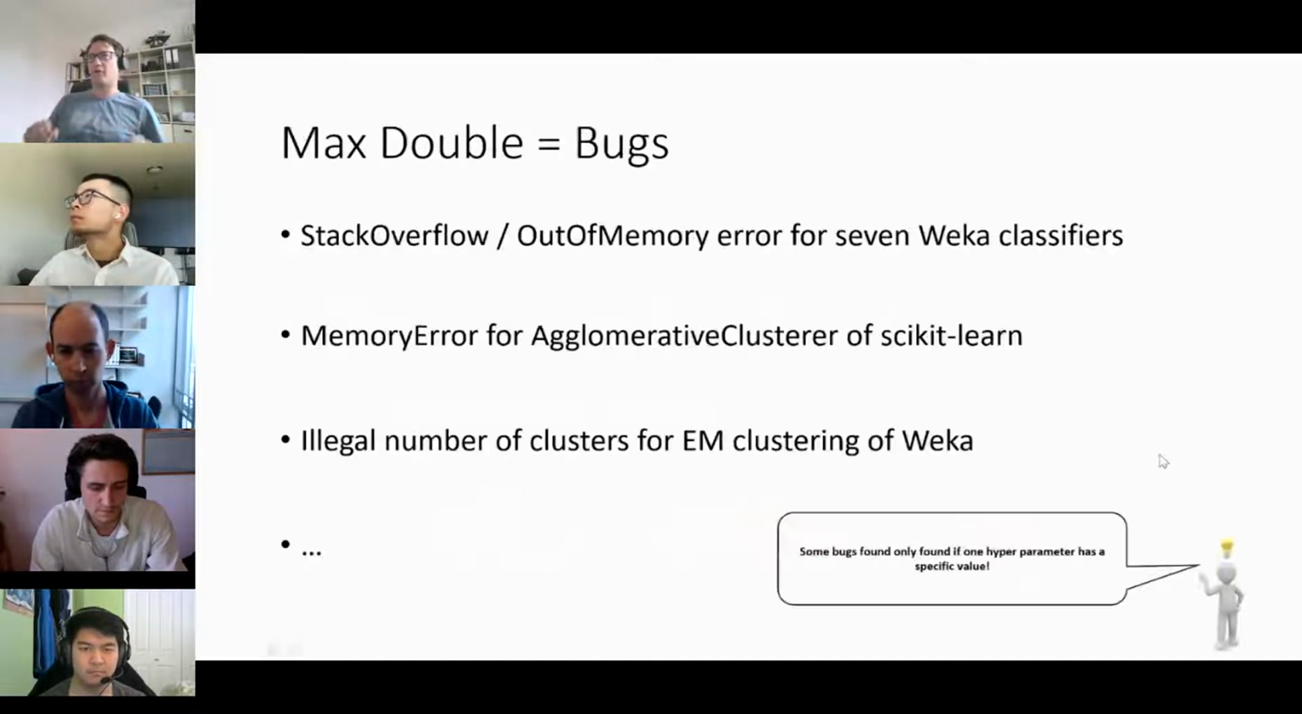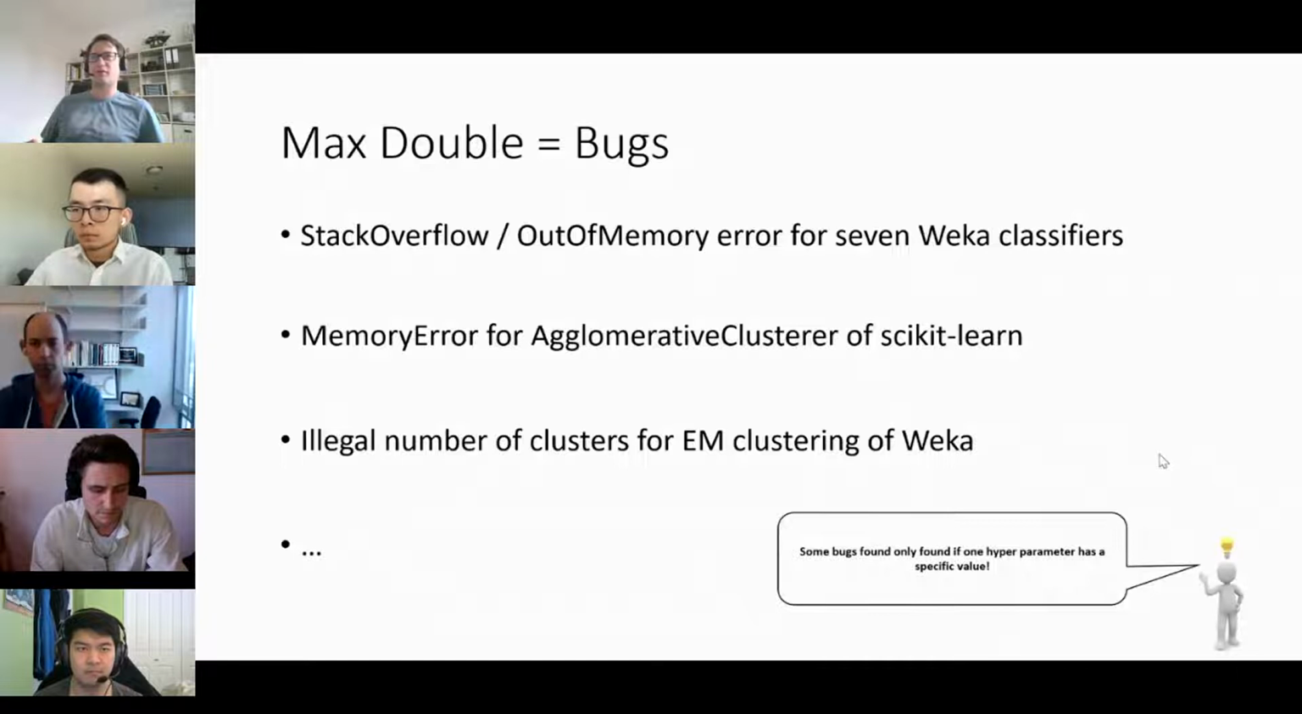And we found some pretty bad bugs, even though our approach was pretty simple. So especially looking close to machine precision with very large values was efficient. We had stack overflows and out-of-memory errors in Weka due to a bad recursion. We had memory errors in scikit-learn with 5 input values. We had illegal number of clusters with Weka.